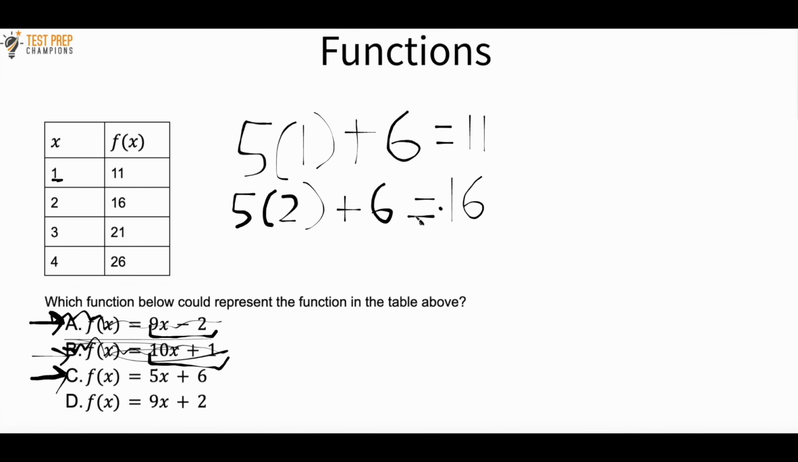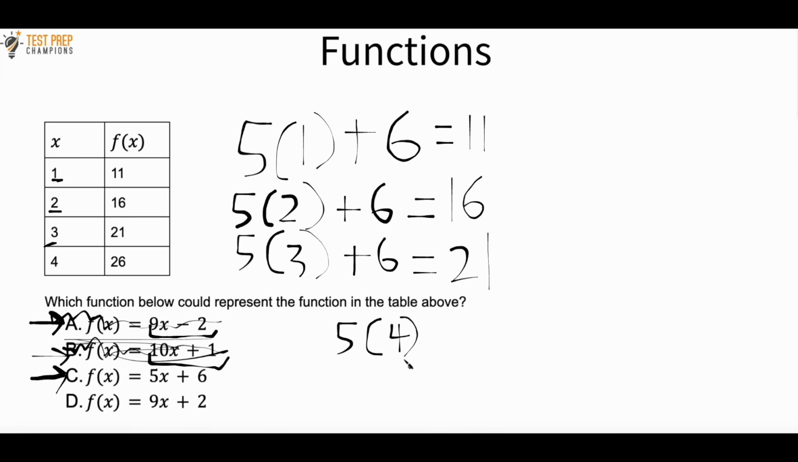So far so good. Now let's come down here and test 3. We'll take 5x plus 6 and plug in 3 for x, do the math, and see if we get 21. 5 times 3 is 15. 15 plus 6 is 21. All right, this is looking like the correct answer choice, but let's just test 4. This time we're going to do 5 times 4 plus 6. 5 times 4 is 20. 20 plus 6 is 26. So C is the correct answer here.